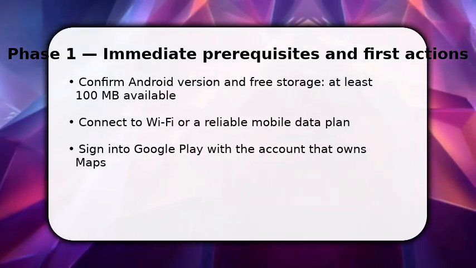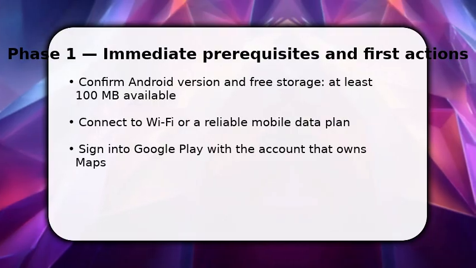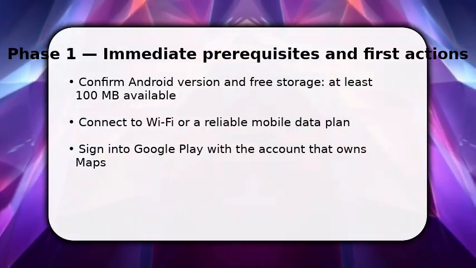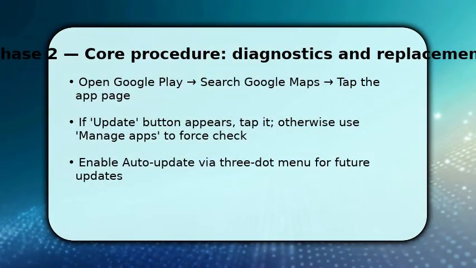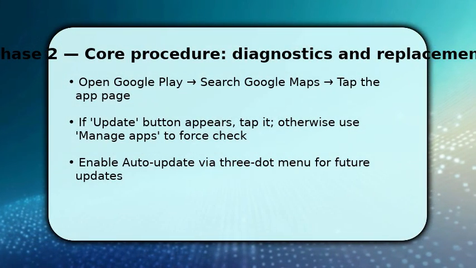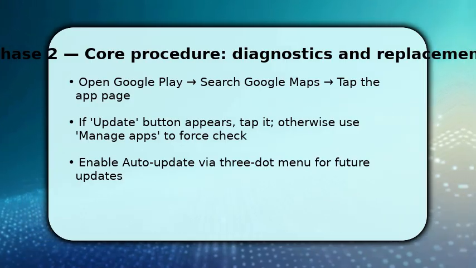Now, open the Play Store app and search for Google Maps so you can trigger the update. This is the first actionable step toward completion. You're now on the Play Store page for Google Maps, where the update button is the core control. If you see Update, tap it and watch the download progress.